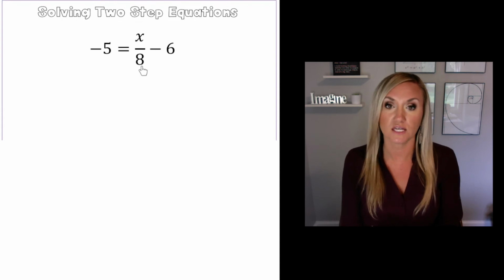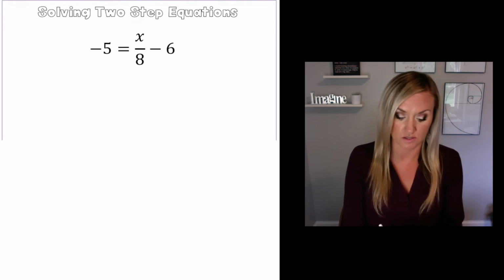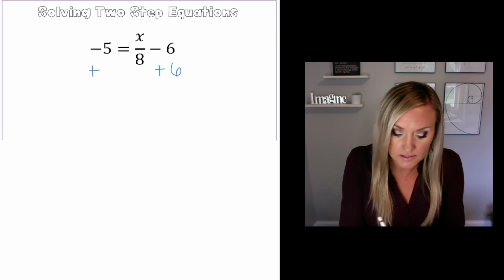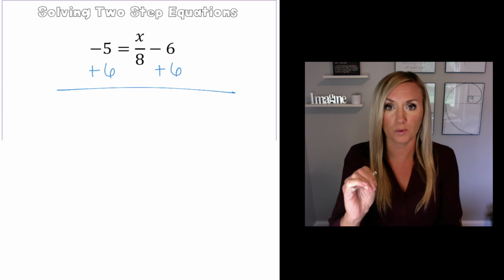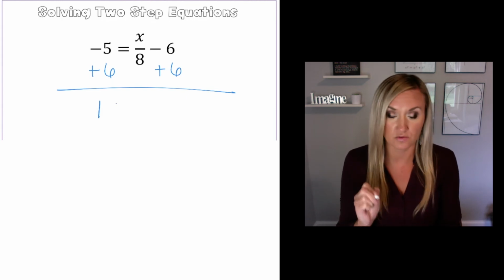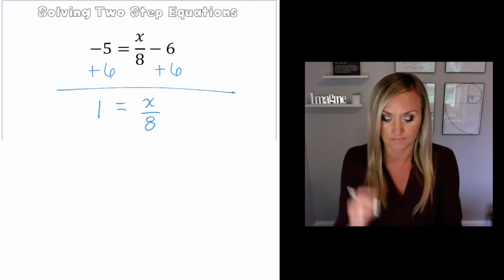This negative 6 is not a part of this fraction. So we're going to tackle that first. We're going to add the 6 to the other side. All right, so let's do add 6 and add 6. So we have -5 plus 6 is a +1 equals x over 8.